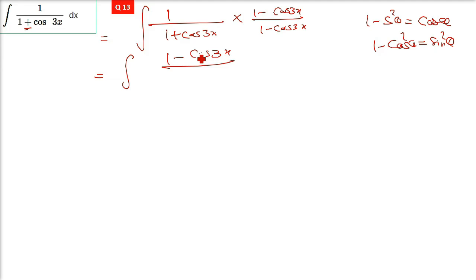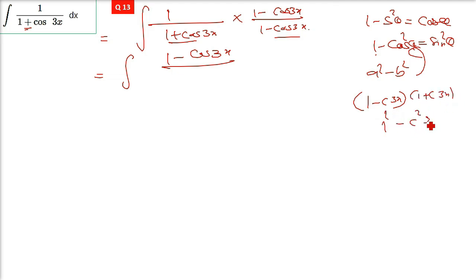1 plus cos 3x and 1 minus cos 3x: a square minus b square will be used. So it will be 1 square minus cos square 3x, and as I already told you, 1 minus cos square theta is sin square theta. What is theta here? 3x. So 1 minus cos 3x times 1 plus cos 3x, using a square minus b square, is going to be sin square 3x, and along with dx here.